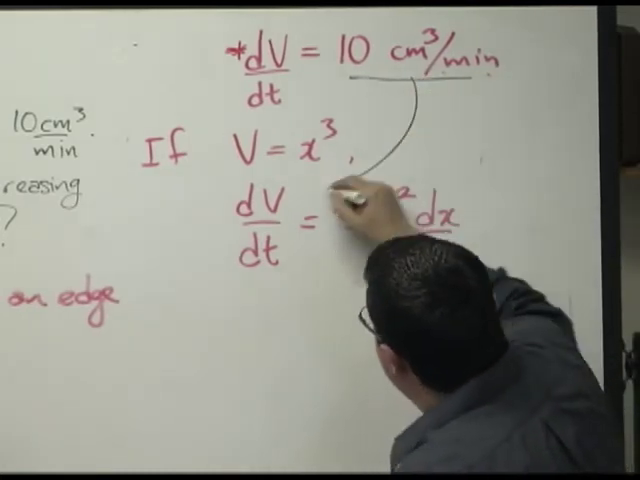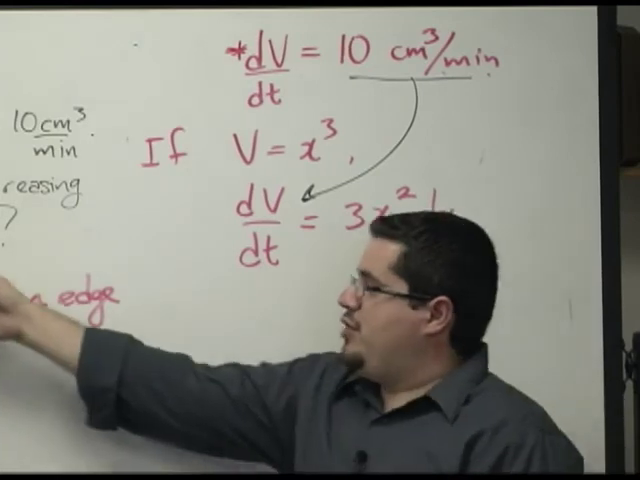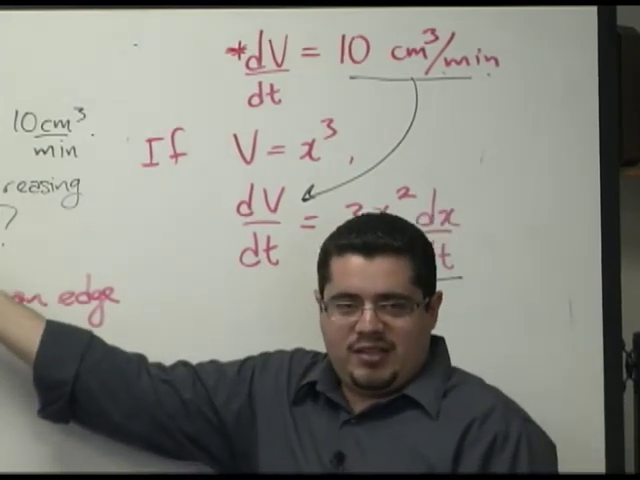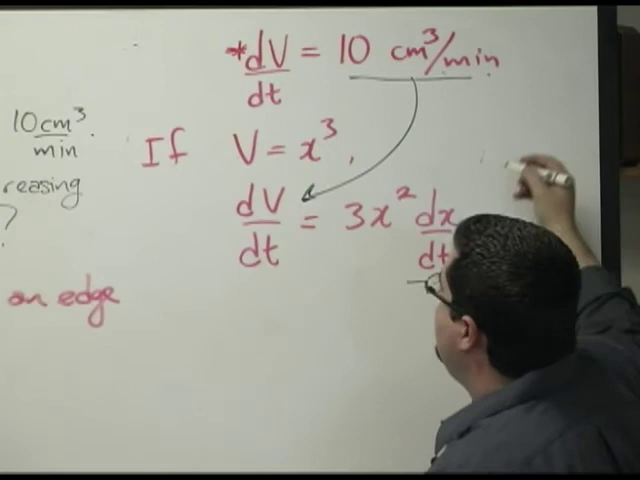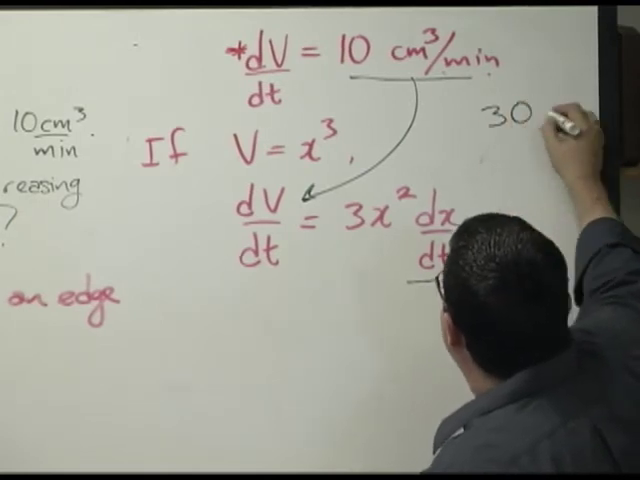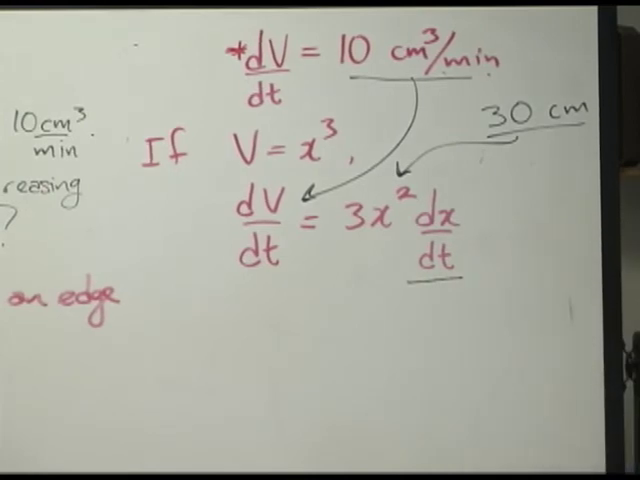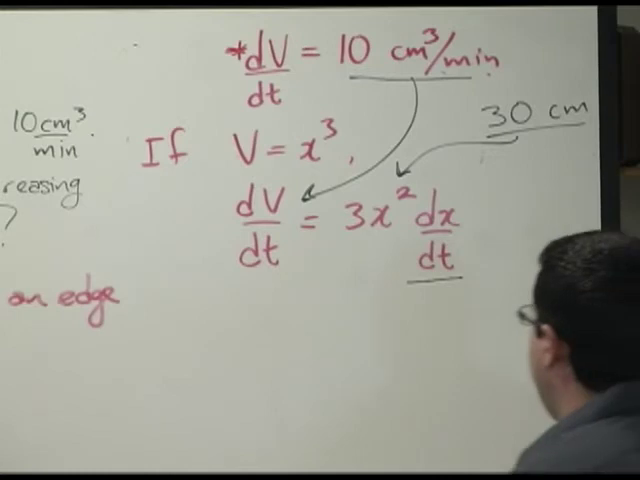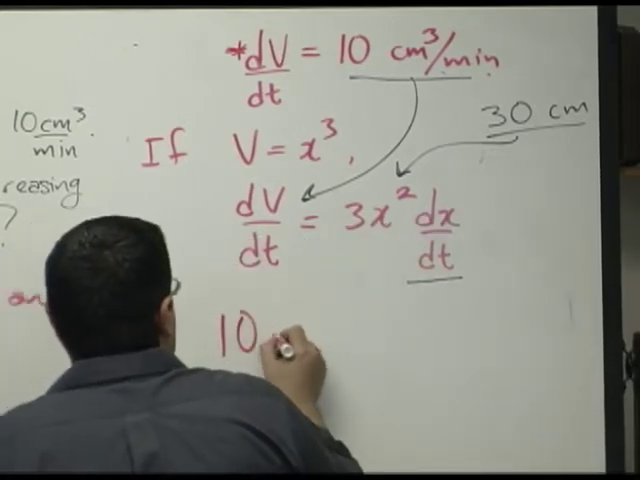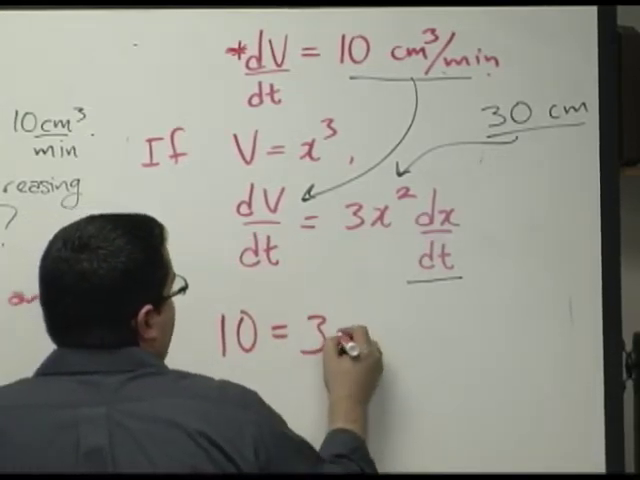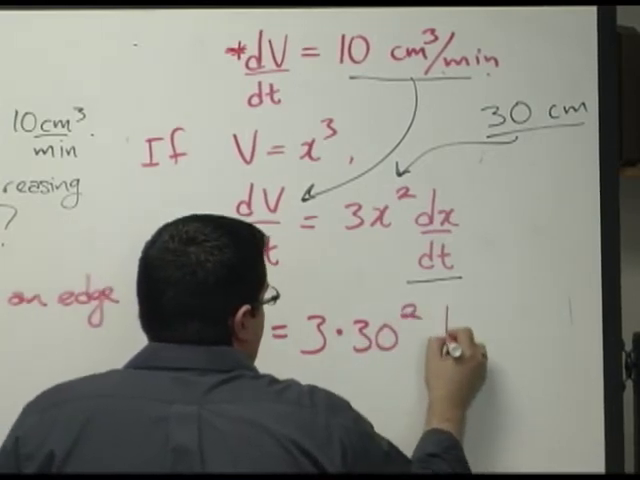So we're going to take this, plug it in there, and since we know what the length of the edge is at that precise time, we're going to plug in 30 centimeters in there. Okay? So let's do this. We're going to have 10 is equal to 3 times 30 squared times dx/dt.